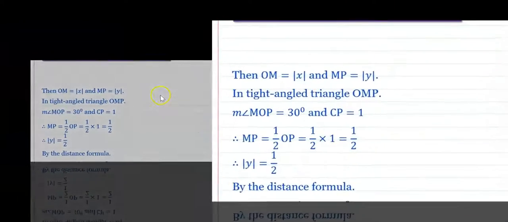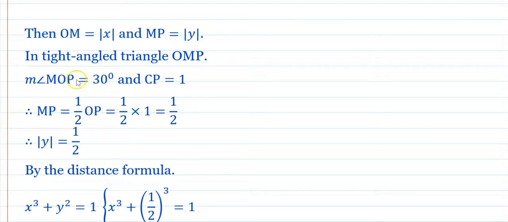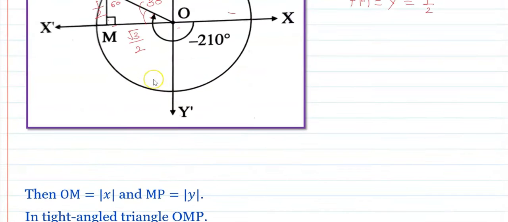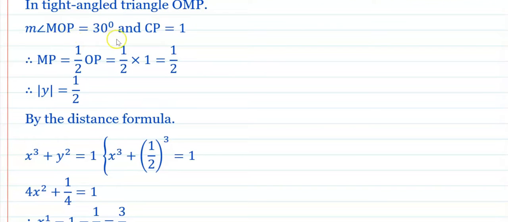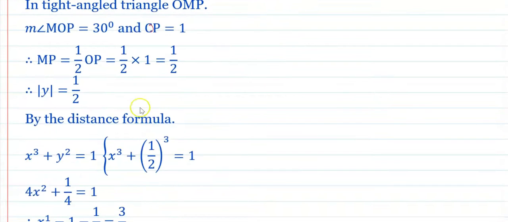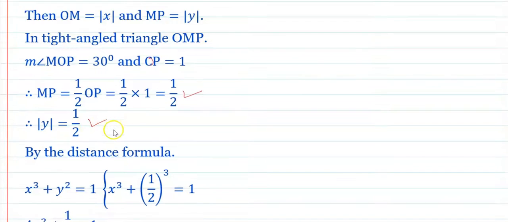In right angle triangle OMP, the measure of angle MOP is 30 degrees. Here, how is it 30 degrees? Up to here it has come 210, and this much is 180 plus 30, like this. The measure of angle MOP is 30 degrees. Next, OP equals 1. Therefore, MP equals 1 upon 2 OP, and therefore MP equals 1 upon 2. But this MP distance is nothing but the y distance, and hence mod of y equals 1 upon 2.